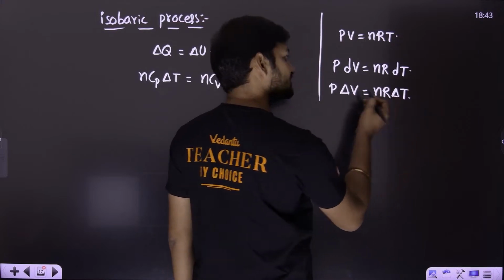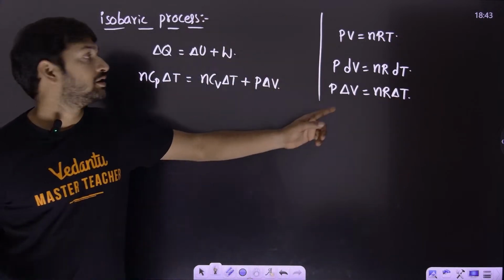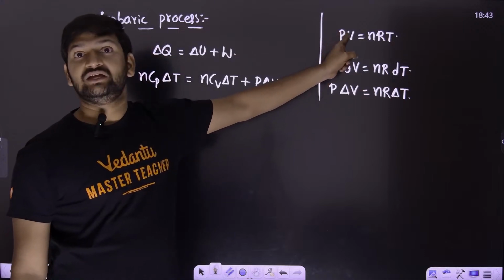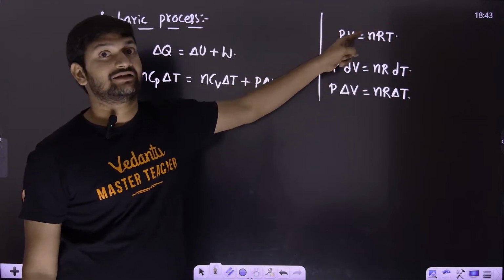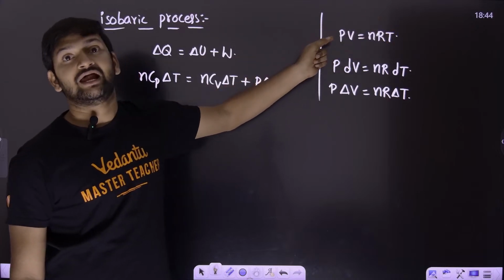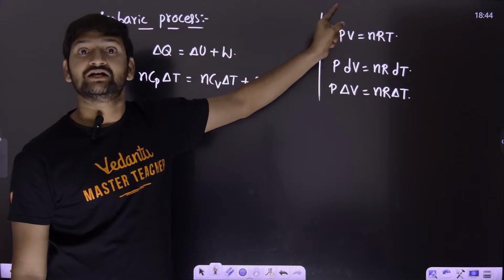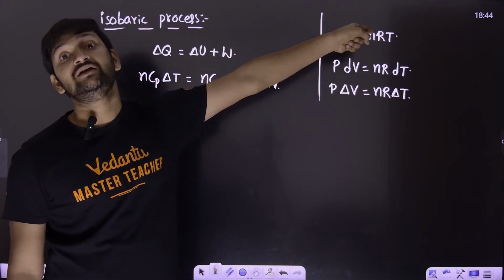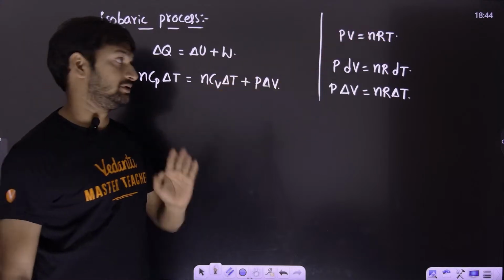See, using differentiation you can get it, or you can substitute P into V initial is nR T initial, then P into V final is equal to nR T final. Then when you calculate P into V final minus V initial, it will come out to be n into R into T final minus T initial.